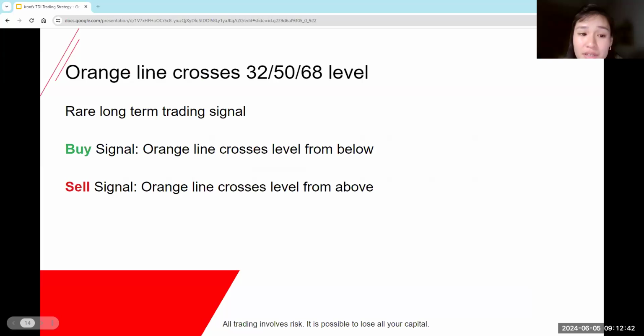Okay, now a specific level, but this is rather rare. So a rare long time trading signal is when our orange line crosses the 32, 50, 68 level.